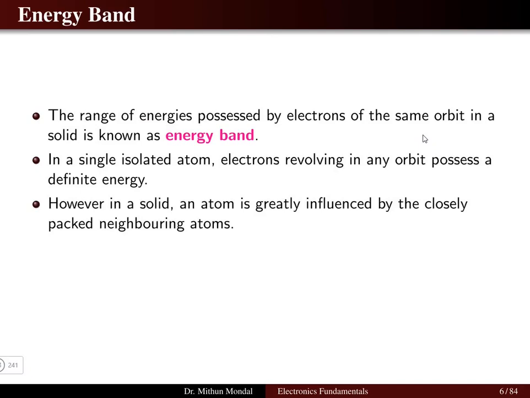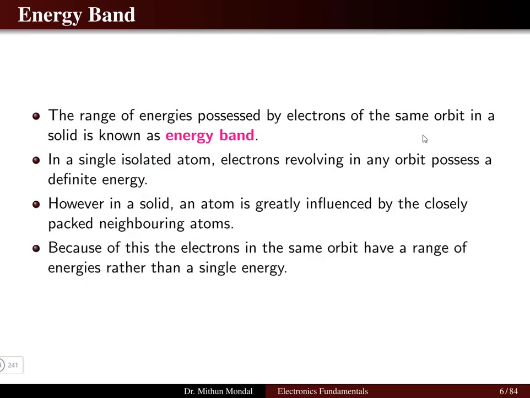However, when we talk about a complete solid, an atom is greatly influenced by the closely packed neighboring atoms. So, when we have an isolated atom, there is only the energy of that particular orbit. But when we talk about the solid, the neighboring atoms also have an influence. Because of the neighboring atoms, the electrons in the same orbit have a range of energies rather than a single energy. So we don't have a single energy concept in the case of a solid, because the other atoms in the neighborhood have an influence.